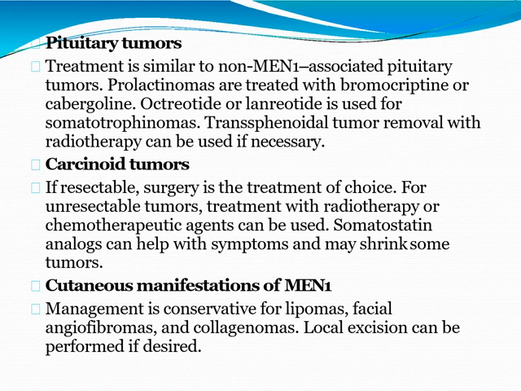Talking about pituitary tumors associated with MEN1, the treatment is similar to non-MEN1 associated pituitary tumors. Prolactinomas are treated with bromocriptine or cabergoline. Octreotide or lanreotide is used for somatotrophinomas. Transsphenoidal tumor removal with radiotherapy can be used if necessary. Carcinoid tumors, if resectable, you go for surgery. If unresectable, you can go for radiotherapy or chemotherapy. Somatostatin analogs again can help with symptoms and may shrink some tumors as well.